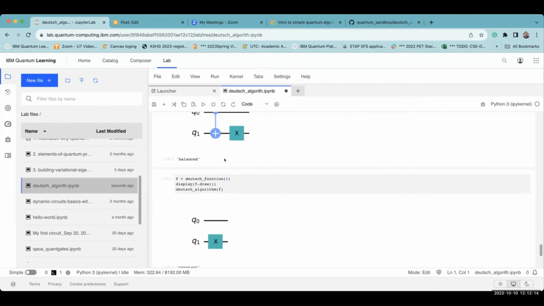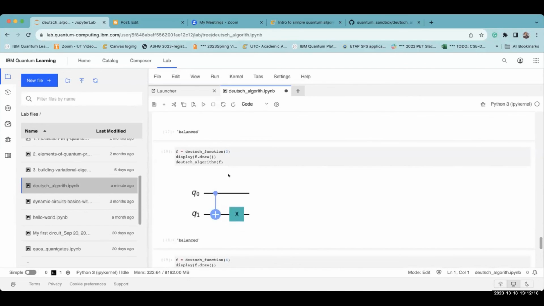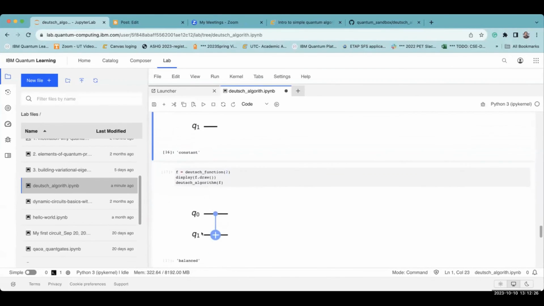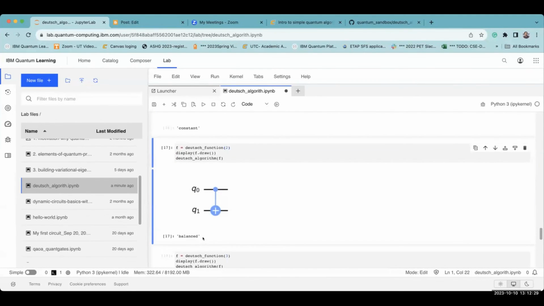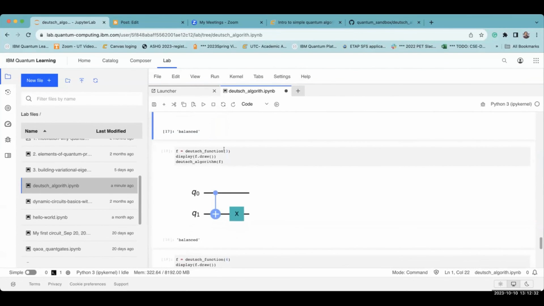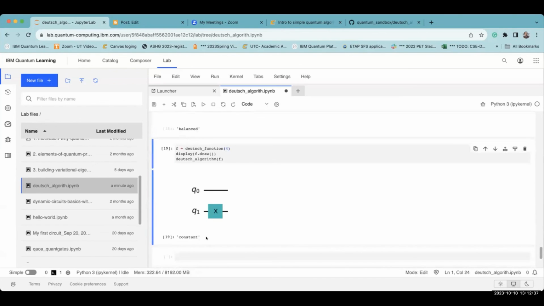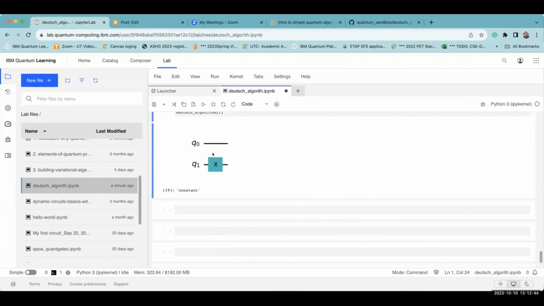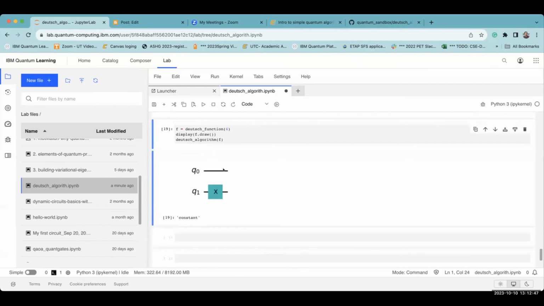At the bottom, I did have it print out. I did try for every one. So when we have the first one, it is constant. If we work on the second one, it's balanced. If we work on the third one, it is balanced. If we work on the fourth one, it's constant. And those actually show what's in the unitary gate after applying the Deutsch algorithm on the function itself.